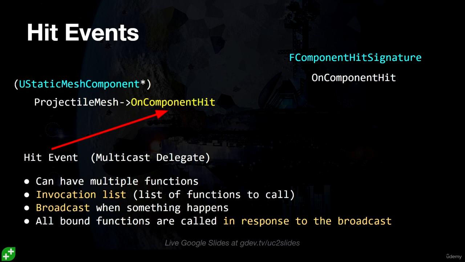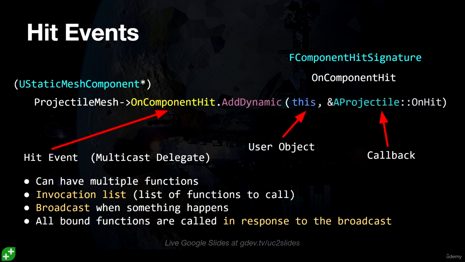Well, onComponentHit has a number of functions that allow us to do this, one of which is called addDynamic. So when we call the addDynamic function, all we need to do is pass in two parameters, the user object, which we can use this for, and the callback function, which is the address of some function on our class. So once we access this onComponentHit delegate and call the addDynamic function, we can pass in the user object and the callback, and this will result in adding that callback to the hit event's invocation list. Now, onComponentHit will broadcast this delegate, resulting in any functions bound to it to be called.